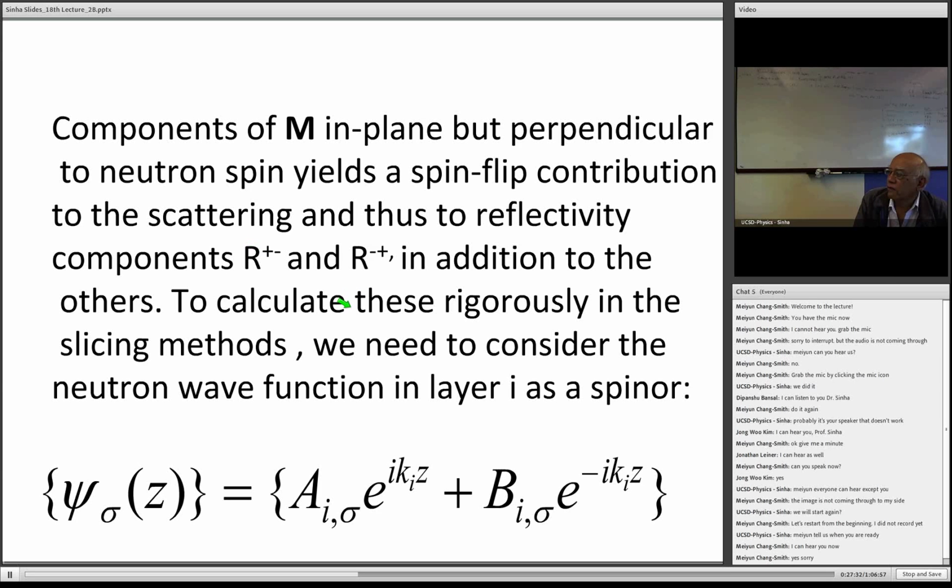And to calculate these rigorously, with the slicing methods, we need to consider the neutron wave function in the ith layer as a spinor. So that means the neutron wave function is a two-component spinor where sigma can be +1 or -1, the Pauli spin operator. So this is the wave function for the neutron with a certain spin, sigma, and this is really a two-component thing. And these are the coefficients of the wave function in the ith layer for the neutron with a particular spin sigma, and there's a corresponding one with the opposite spin. So this is the incident wave in that layer, and this is the reflected wave. And again, we're only considering the z component of the wave function. The x and y components factor out, and they're the same for all the layers.